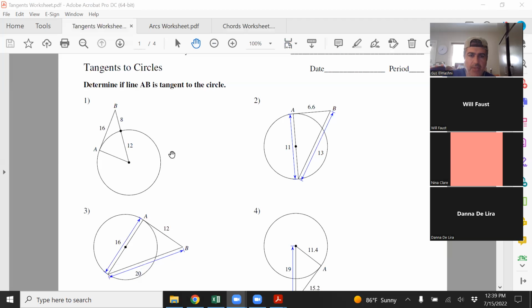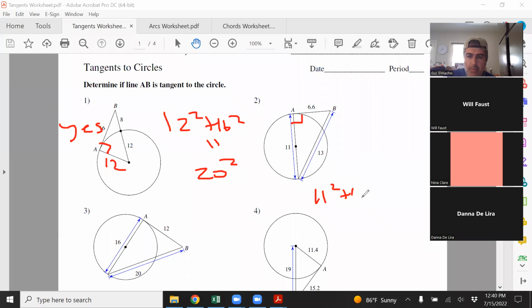Okay, determine if line AB is tangent to the circle. Well, if that's 12, that's 12. So doing 12 squared plus 16 squared and comparing to the 20 squared. And those will be the same. So that's yes. And here you do the same thing. You're doing 11 squared plus 6.6 squared and comparing to the 13 squared. I don't think that's going to work. I know it's 169, that's 121. And 6.6 is pretty large. Actually, maybe, I don't know. 43.